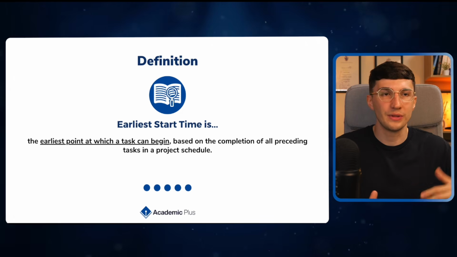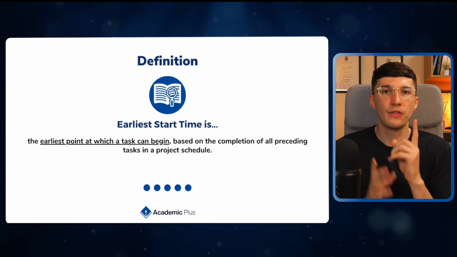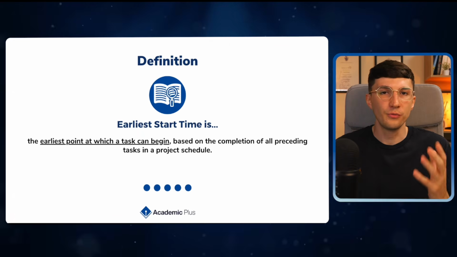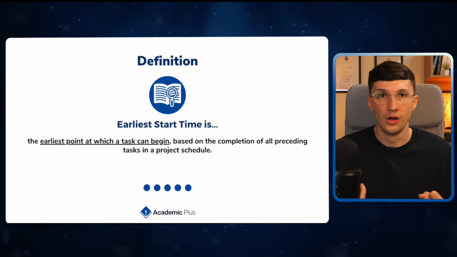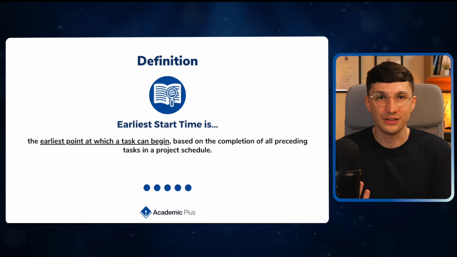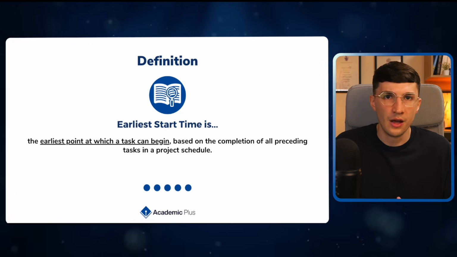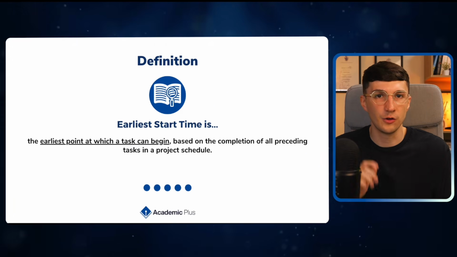The earliest start time is how early in this project we can start this specific task. Now, there will be certain tasks that require other tasks to be completed. So, for example, I can't start task B until task A has been done. Well, if task A takes 5 days to complete, the earliest start time for task B is just on the 5th day, because it can only start once those preceding tasks have been completed.